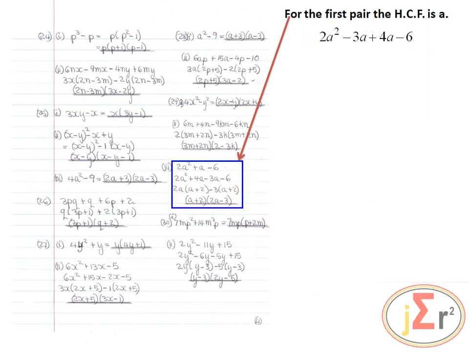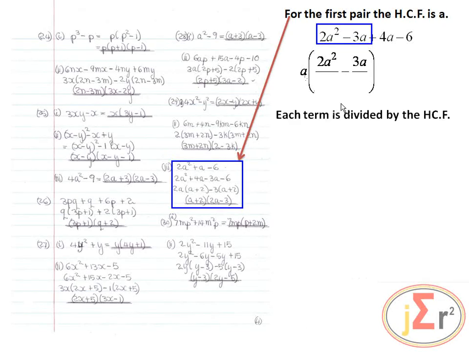So let us continue. After we have resolved the middle term into its two components, let us factorize by grouping, taking two at a time, and the common factor of the first pair is a. So we take our common factor of a and we divide each term by the highest common factor, and we are maintaining the presence of our highest common factor right there. So divide each term by the highest common factor.